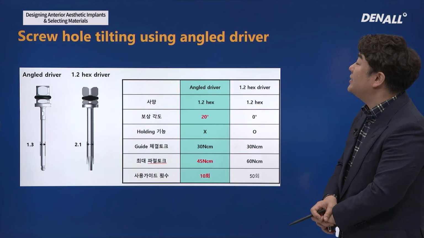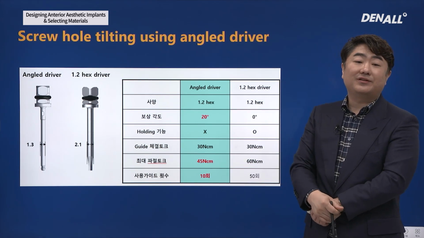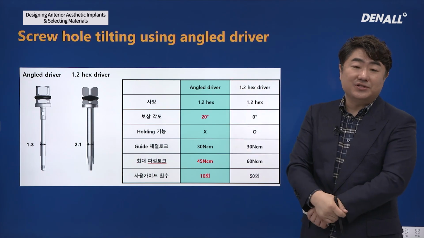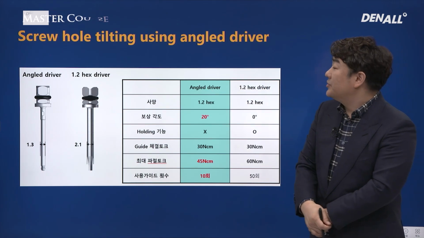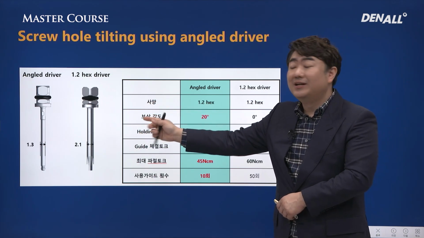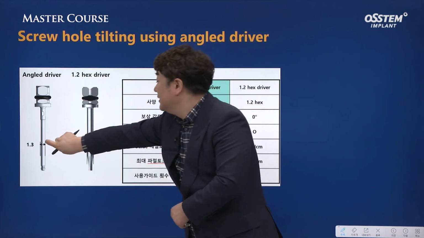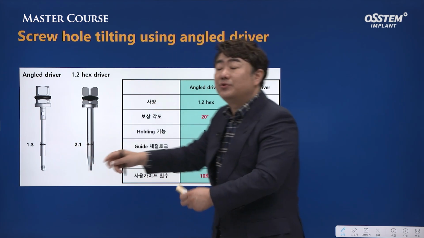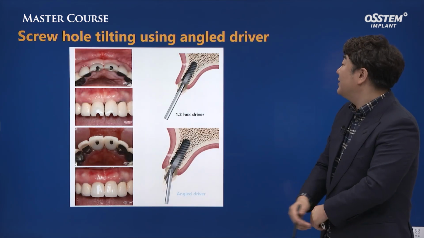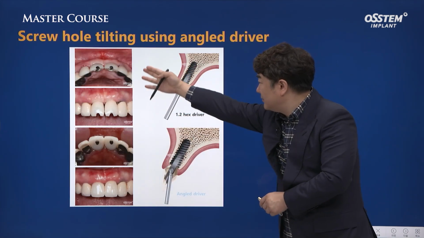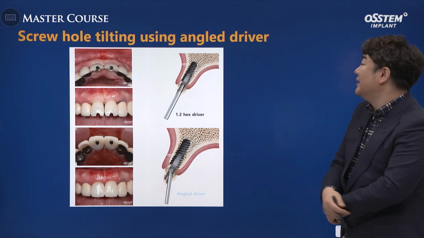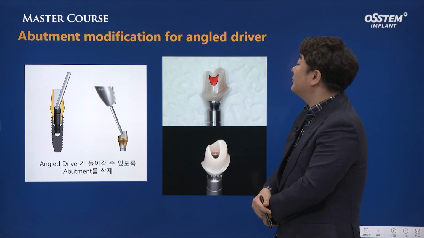Last but not least, in order to remove cement, as for ER type, the screw hole needs to be towards the lingual side in the anterior zone. At times, you can use angle driver if there's limitations in placement position. The diameter of the shank of angle driver is narrower, so it can move more easily within the abutment. By utilizing this, you can transition into ER type.